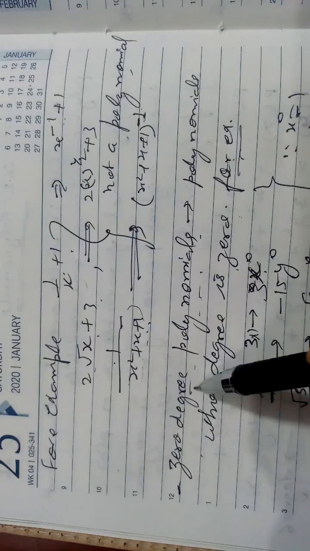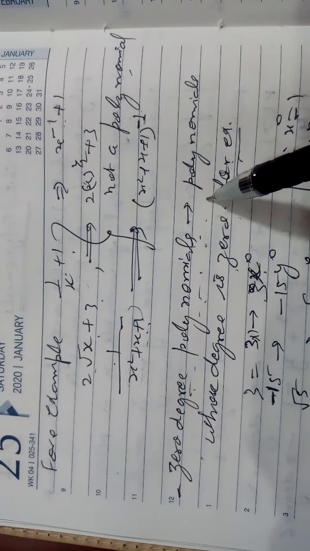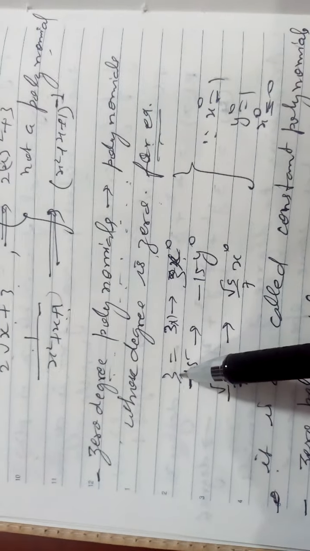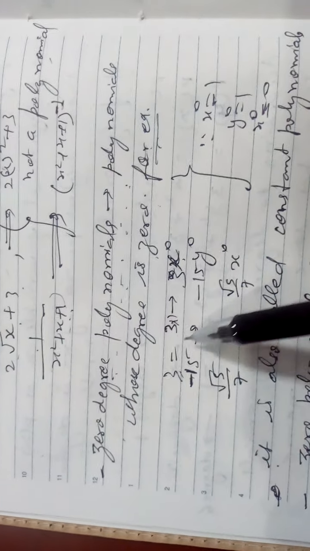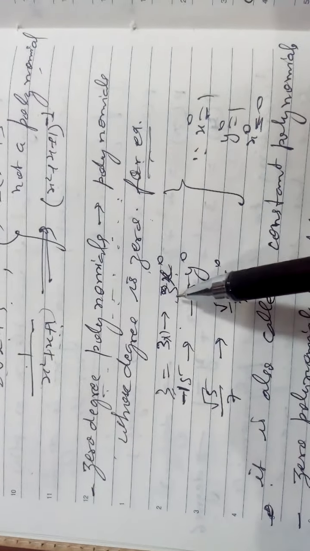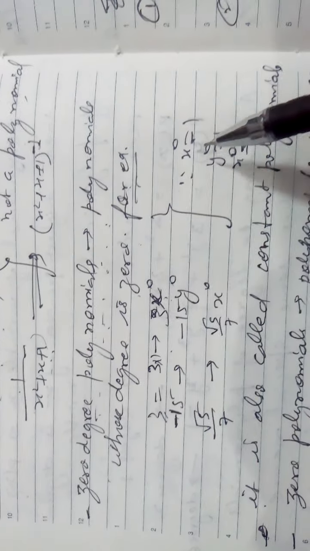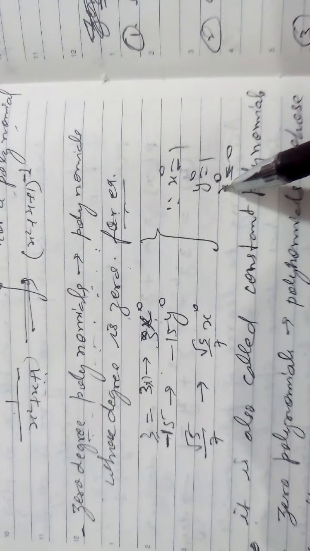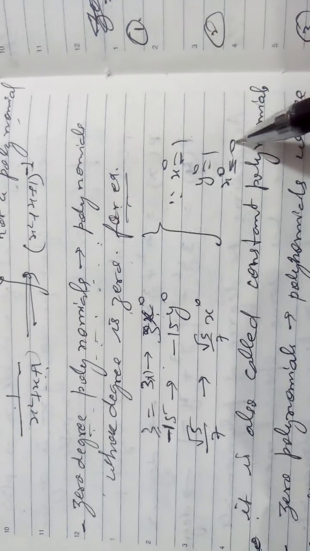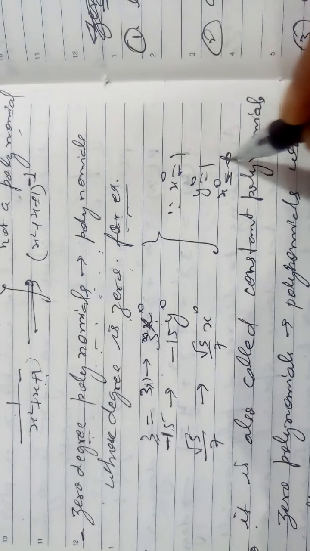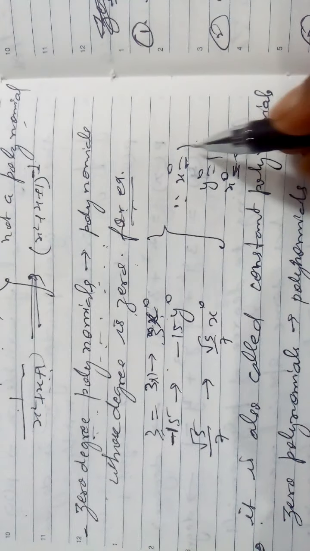But the 0 degree polynomial is the polynomial whose degree is 0. For example, 3. 3 is a 0 degree polynomial. Why? 3 into 1 you can write, which will be 3x power 0. In exponents we know any variable or constant to the power 0 becomes 1. Here what will you get? It will become 1.